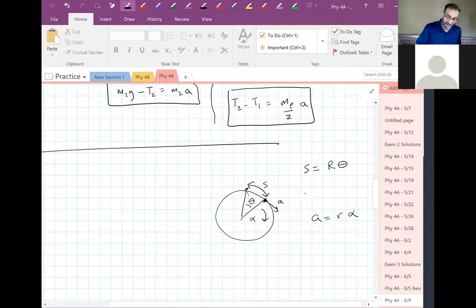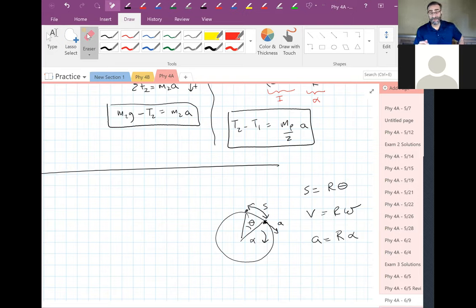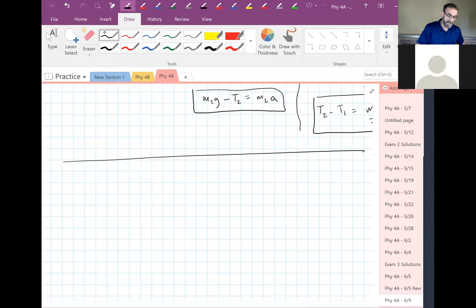And we can take a derivative of that and we get the velocity: the linear velocity at the rim of the pulley is r times the angular velocity of the pulley. And we can take the derivative of that and we get the tangential acceleration is r times alpha, the rotational acceleration. So that's the relationship between the two. The rope is at the rim of the pulley. That's what we want. The tangential acceleration is the same as the acceleration of the rope, which is the same as the acceleration of the blocks.